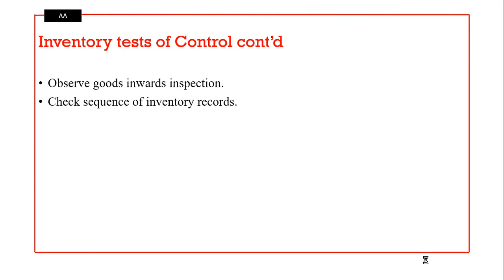Then we need to observe, as auditors, goods inwards inspection, to ensure that the inventory we are paying for at least has been received. And then check sequence of inventory records. Okay, this helps us to confirm that the company keeps track of their inventory values and inventory quantities as well.